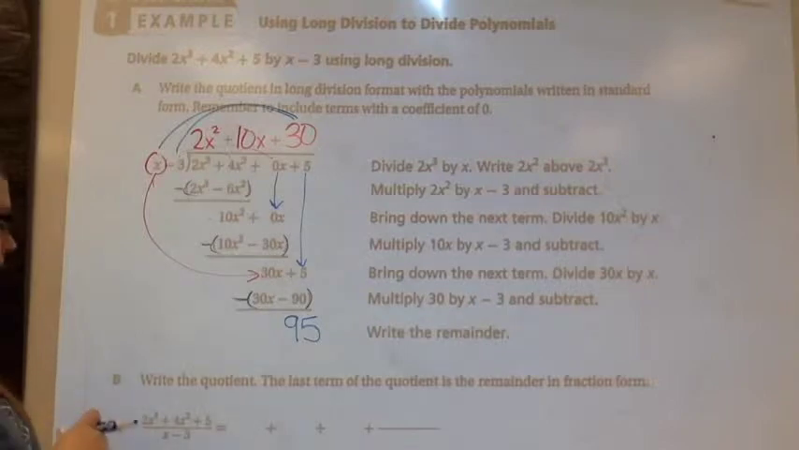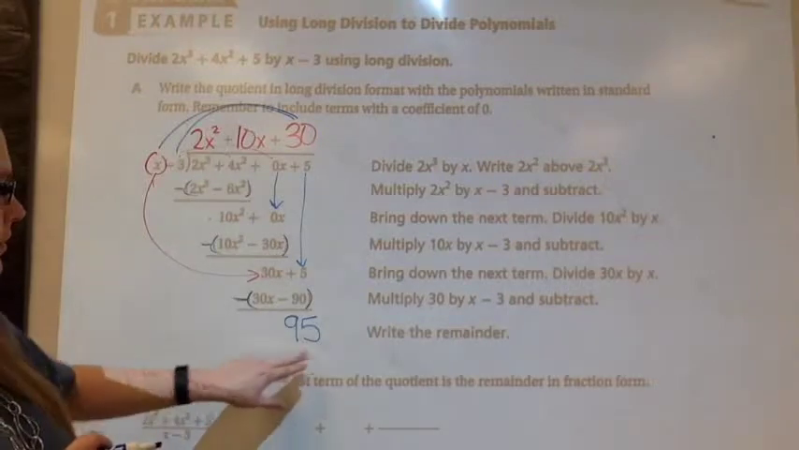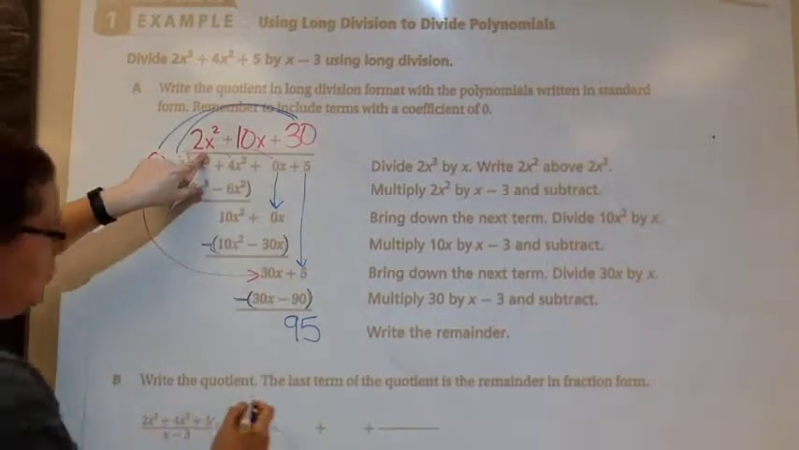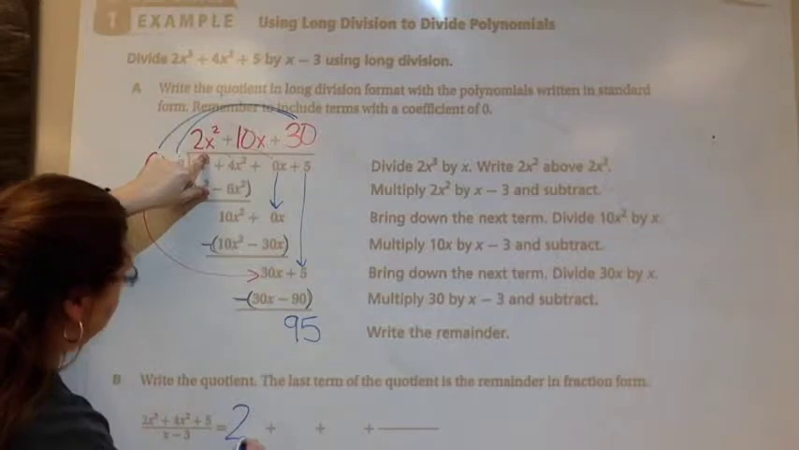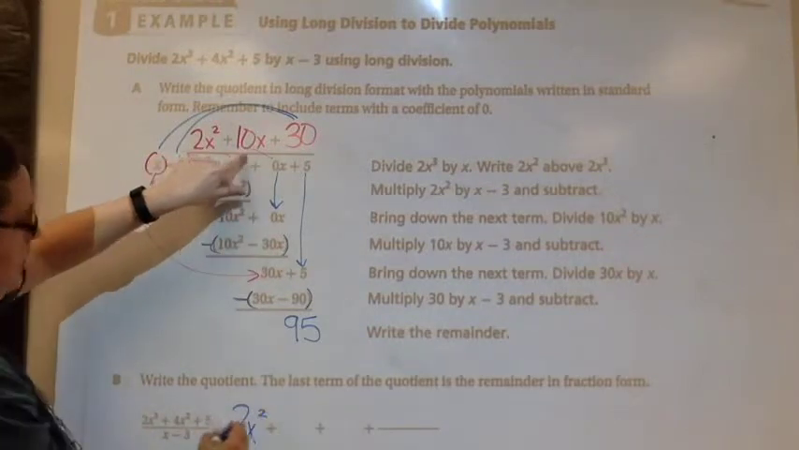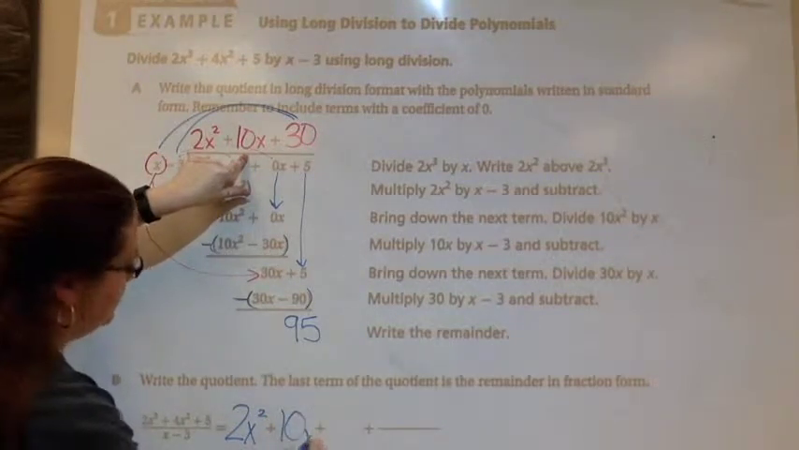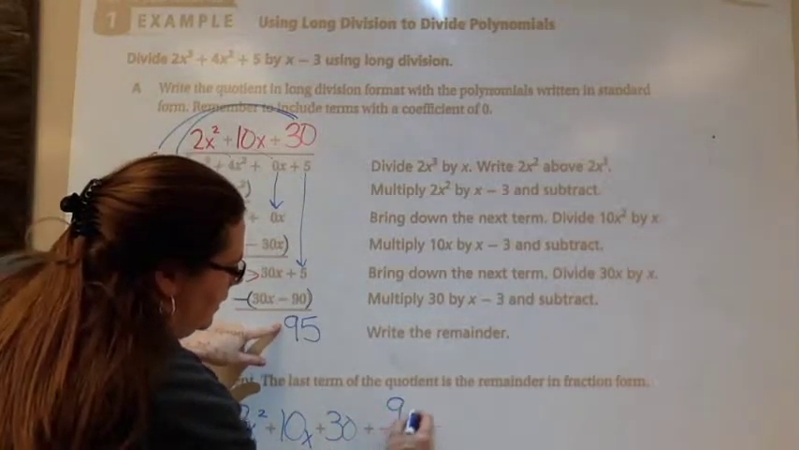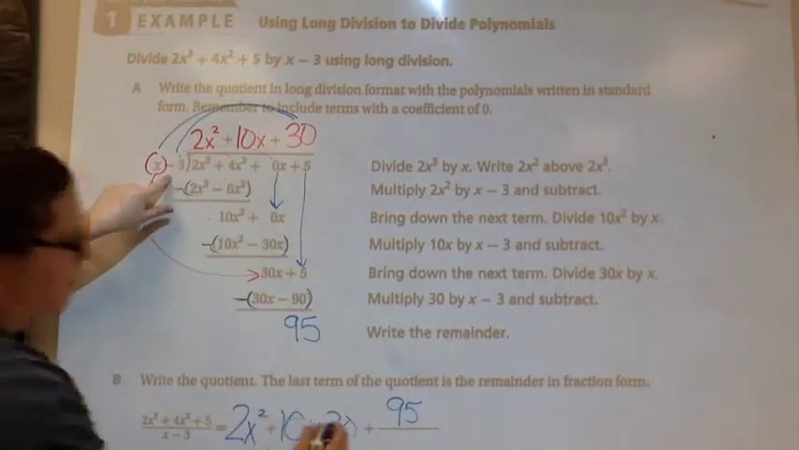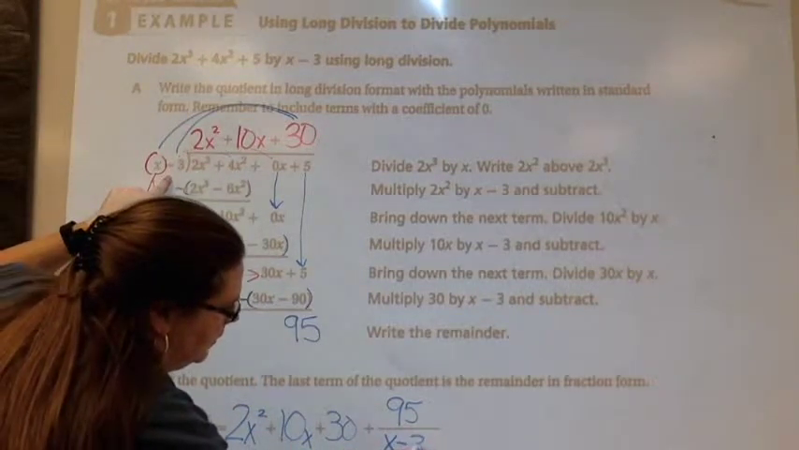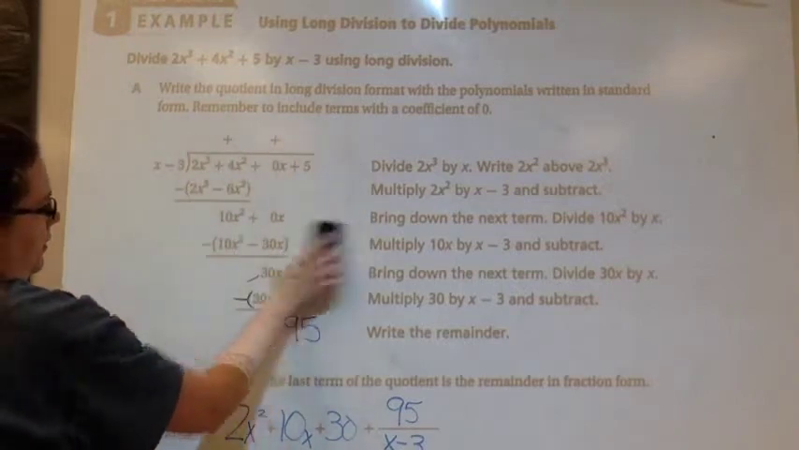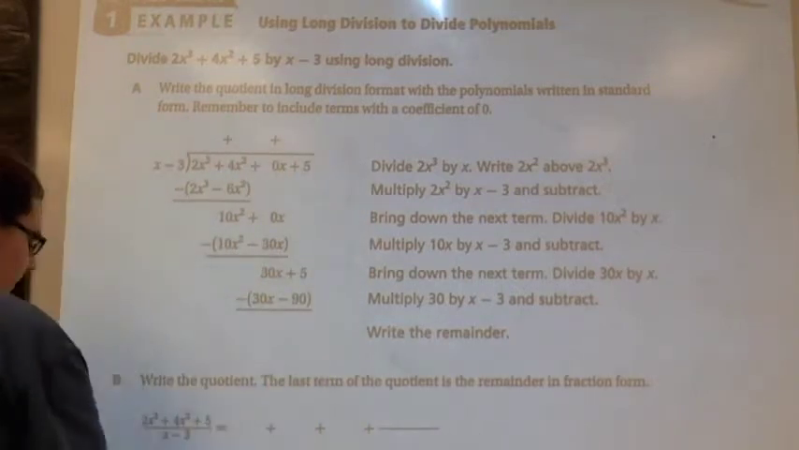So, writing the quotient. This says to write the quotient. The last term of the quotient is the remainder in fraction form. So, our quotient is 2x squared plus 10x plus 30 plus our remainder. We have 95 over our divisor, x minus 3. Feel free to pause it if you need to get this down, or rewind it and watch it again. We are going to do a practice problem over that method in just a minute.